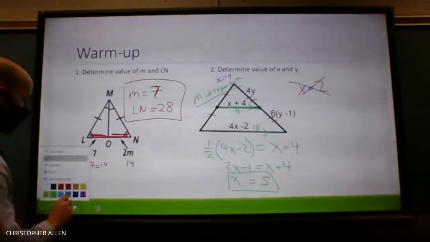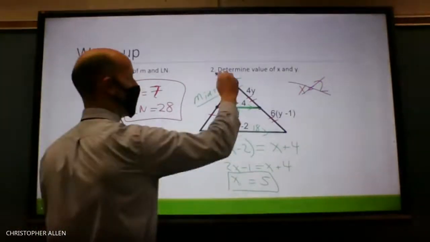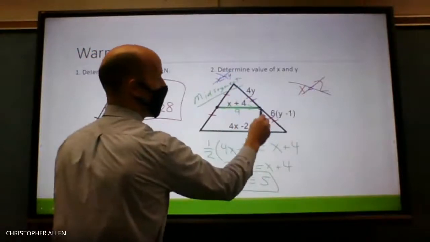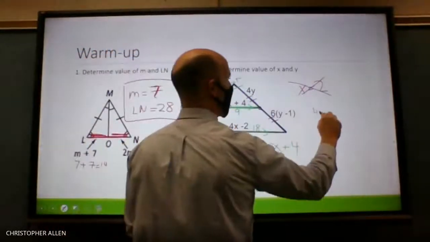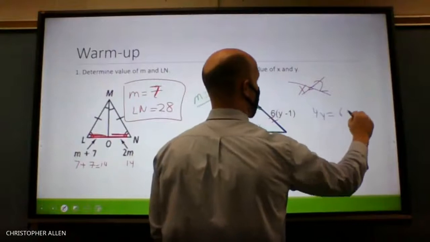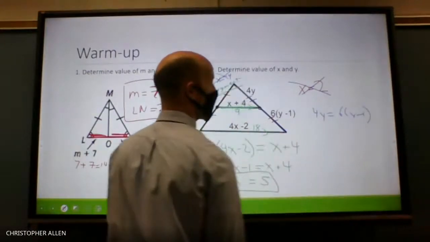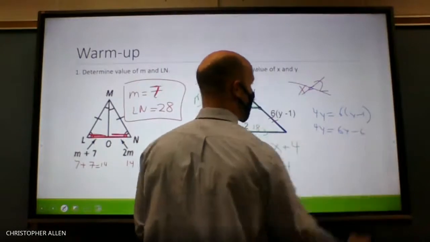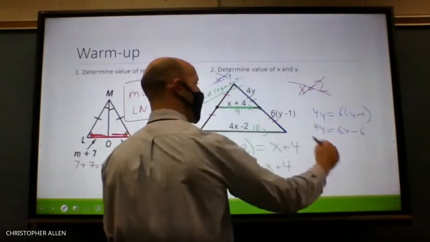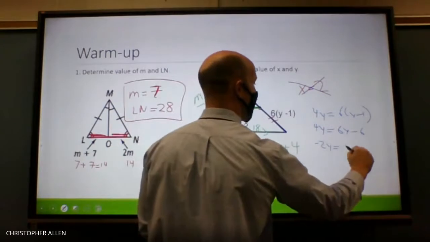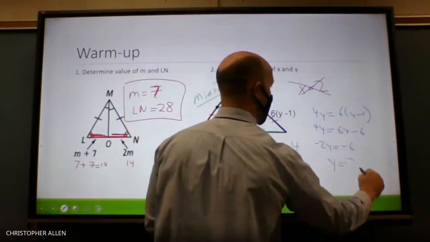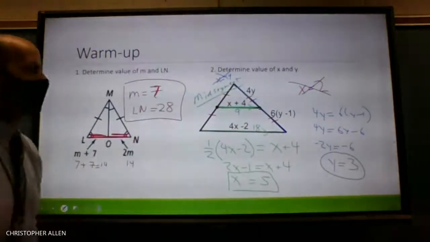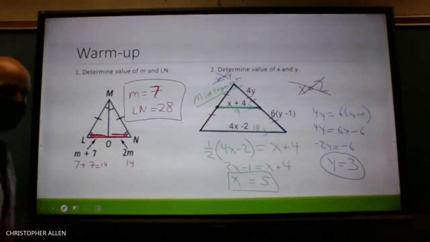All right, I'm going to go ahead and finish this up because we're getting a little bit long on this example. These two guys have to be congruent, so you need to write the equation 4y equals 6 times y minus 1. So 4y is equal to 6y minus 6. So I'm going to minus 6y over here, so negative 2y is equal to negative 6, and y is equal to 3.